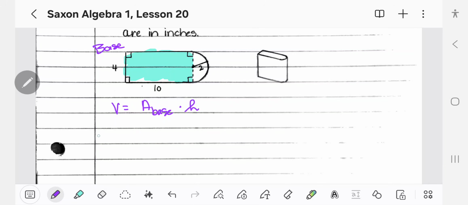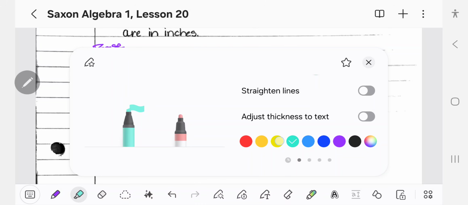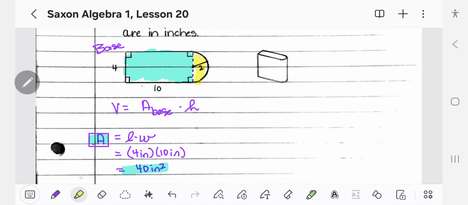So I'm going to say here we've got the area of our rectangle, and it is equal to the length times width. Color code it for you here. And we've got our length, and it's in inches, and our width in inches. And when we multiply them together, we get 40 square inches. That is that area. All right, I'm going to change to a different color and do this semicircle.